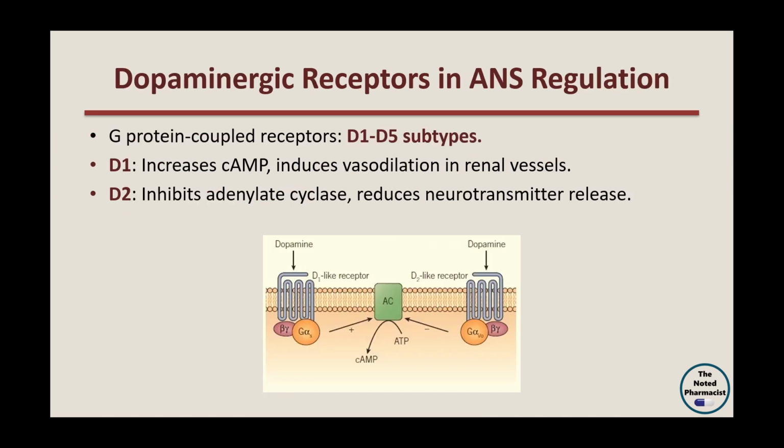Dopaminergic receptors, D1 to D5, are G-protein coupled receptors integral to autonomic nervous system, ANS, regulation, mediating dopamine's diverse physiological effects. D1 receptors, primarily located in renal vascular smooth muscle, stimulate adenylate cyclase, increasing cAMP and inducing vasodilation, enhancing renal perfusion. D2 receptors, found in presynaptic terminals, inhibit adenylate cyclase, reducing neurotransmitter release, and modulating sympathetic tone to maintain homeostasis.